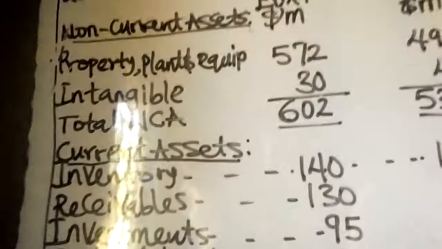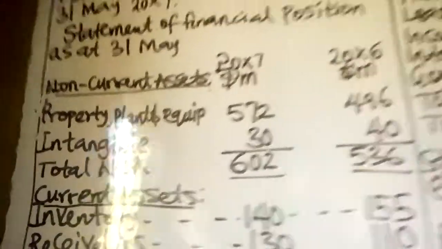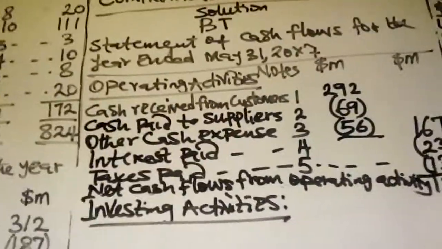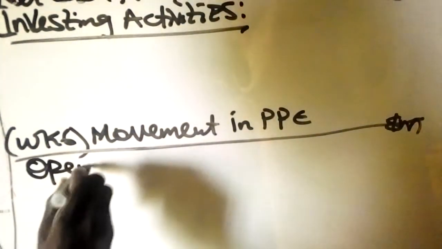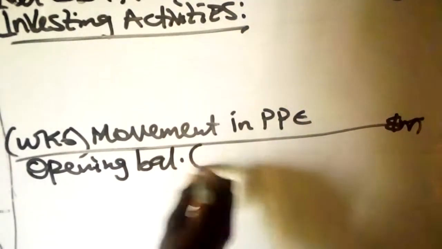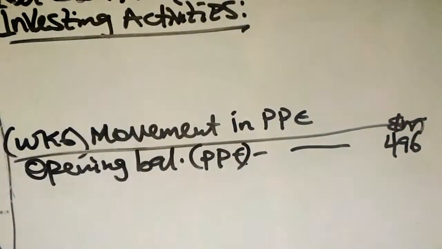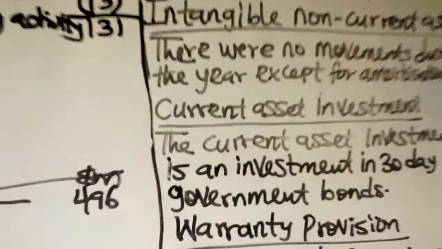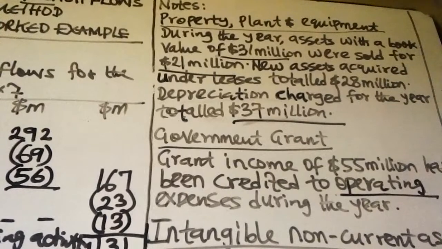Now, let's check the PPE. So we are starting with the opening balance as usual. Our property, plant, and equipment opening balance is 496. Now let's go through the note on PPE. What are those information that will affect PPE? I've told you that information such as depreciation will lead to reduction, acquisition will lead to increase, disposal will lead to reduction. So now let's look at that.